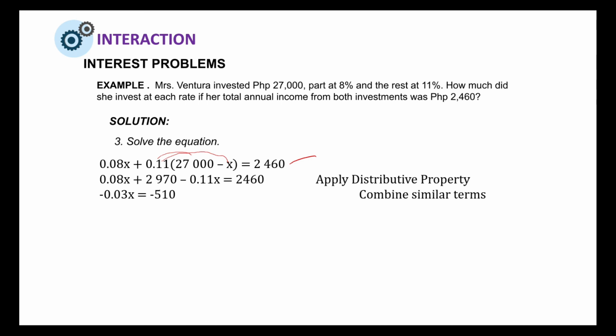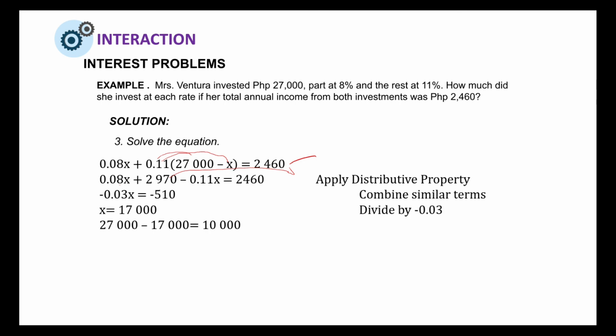Then, combine similar terms. 0.08x minus 0.11x is equal to negative 0.03x. And then when you transpose that to the other side, that's actually negative. So it's 2,460 minus 2,970 is equal to negative 510.